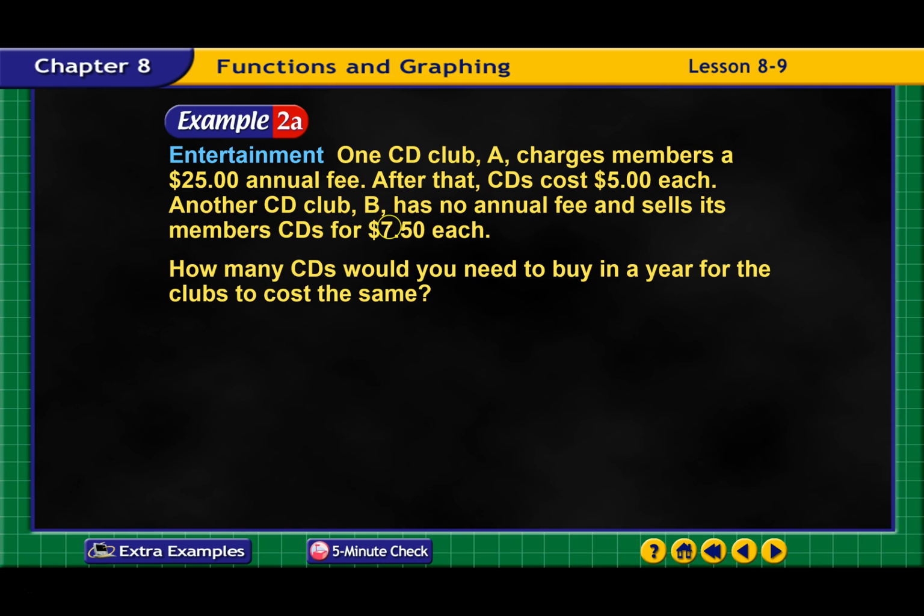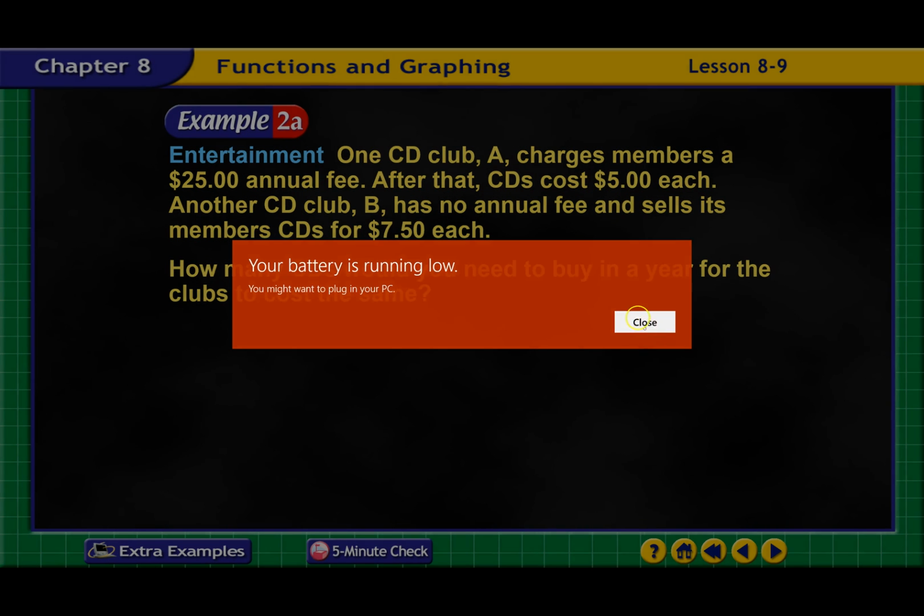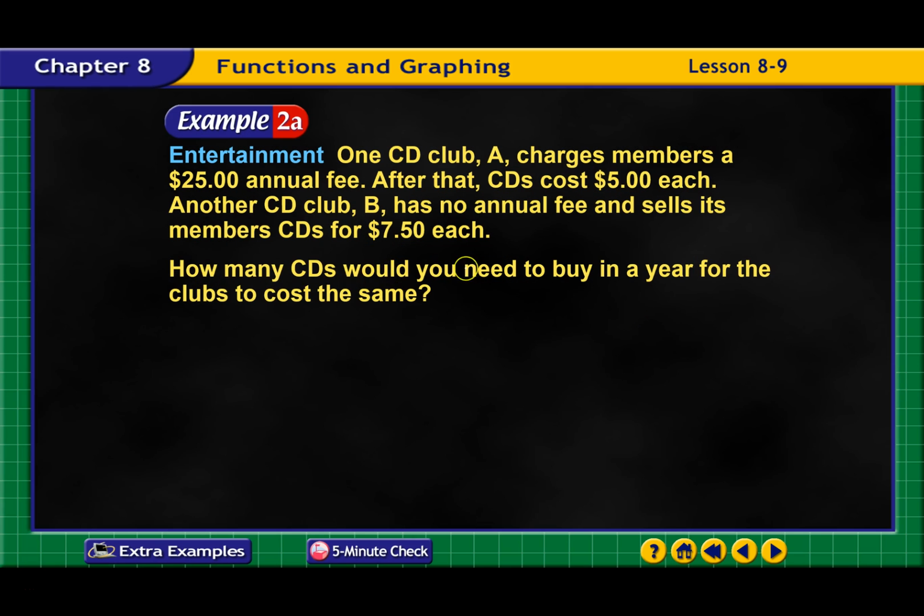Another CD club, B, has no annual fee and sells members CDs for $7.50 each. So basically, they're sending you a monthly CD. I know it's been a long time since that's happened. How many CDs would you need to buy in a year for the club cost to be the same?